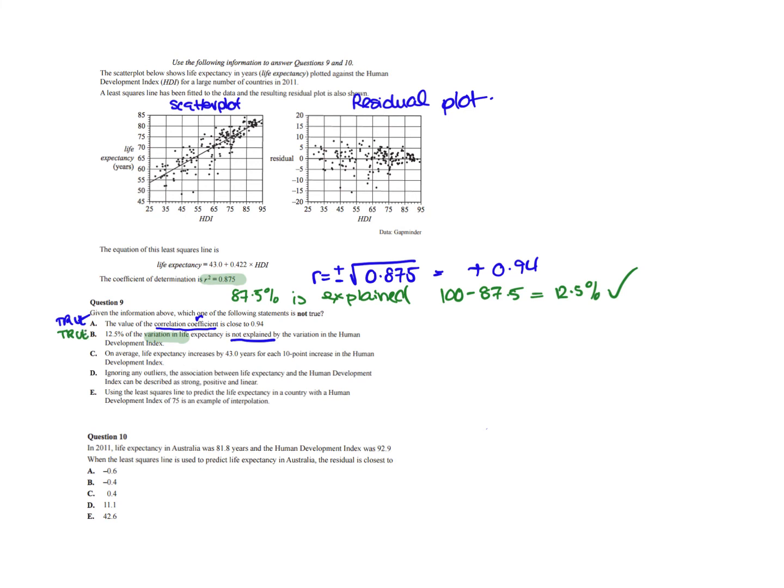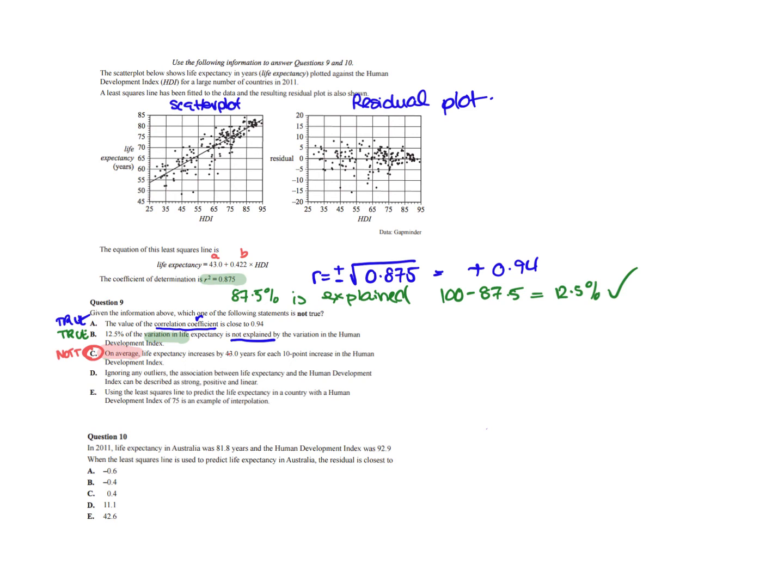Now, the next one where it says on average, when they talk about on average, they're talking about the B value. So on average, life expectancy increases by 43. Is 43 the B value? No, what's 43 up here? It's the A value, isn't it? If I said on average it increases by, you should see the gradient written there, whatever the B value is, and it's not. So this one I'm going with is not true. I'm saying that's my answer.